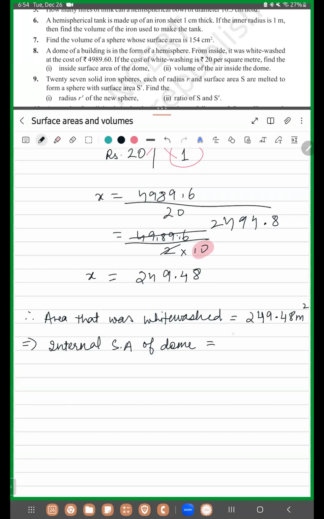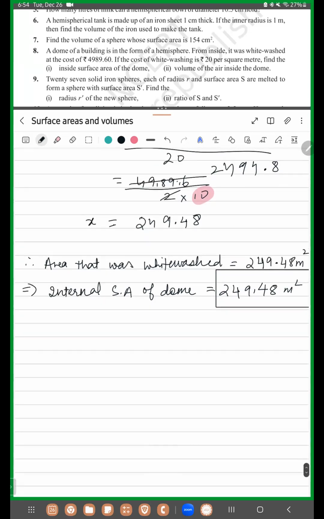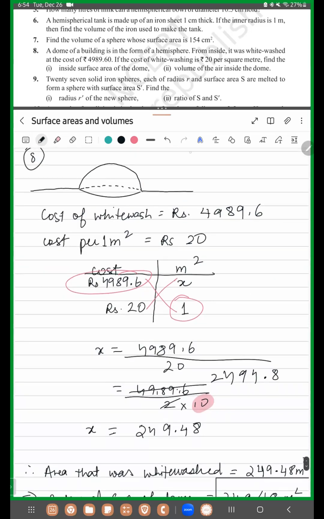is, see, till now we have not applied any formula in this question. The formula will come now. This is the first part of the question. We will put it in a box. Now comes the formula, volume of the air inside the dome. So how do we find the volume? You need to think about it like this. To find the volume, and volume of what? This is a hemisphere. So we need to find volume of hemisphere.